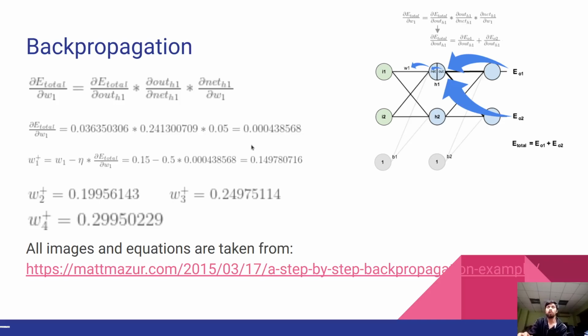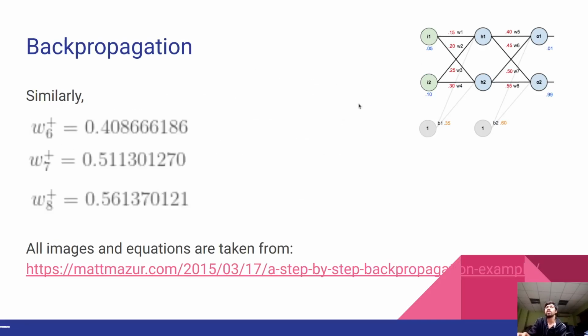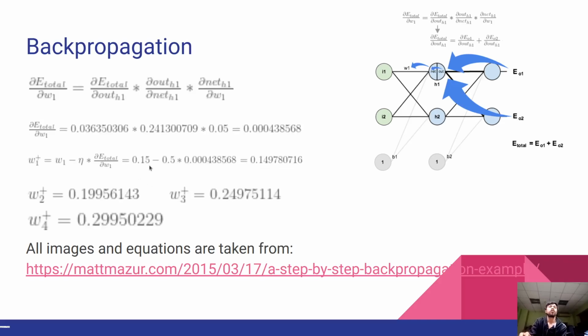So how to update the weights? We can update the weight by previous value minus learning rate into the partial derivative. So here 0.15 was the earlier value for W1. If we go earlier, 0.15 was the value. So we are putting that here. 0.5 is, suppose, the learning rate, and this is the partial derivative. So if we calculate the equation, it will be 0.1497.